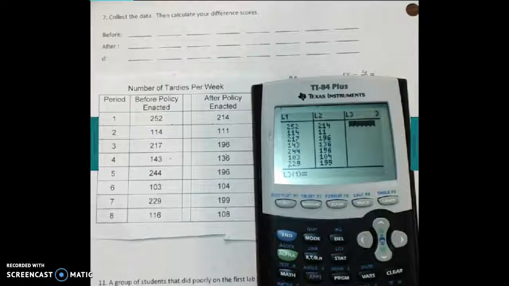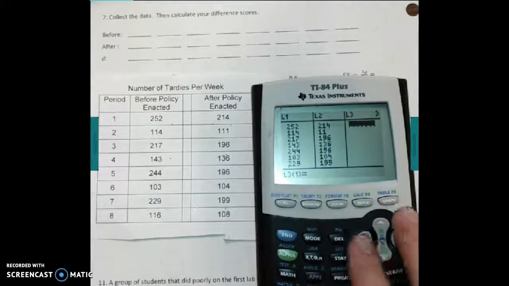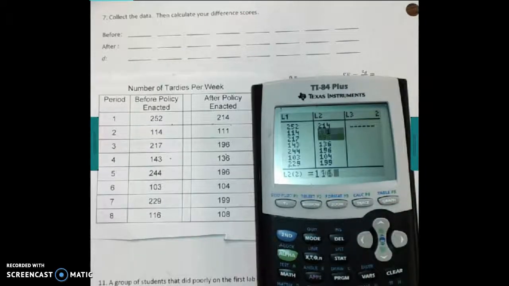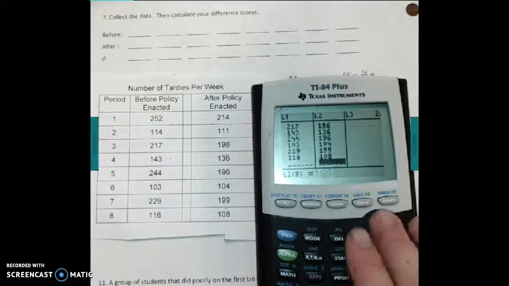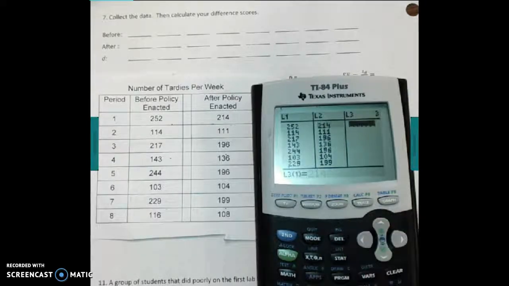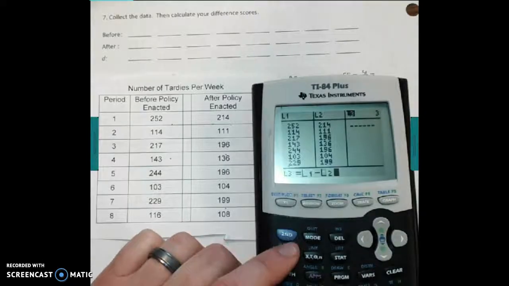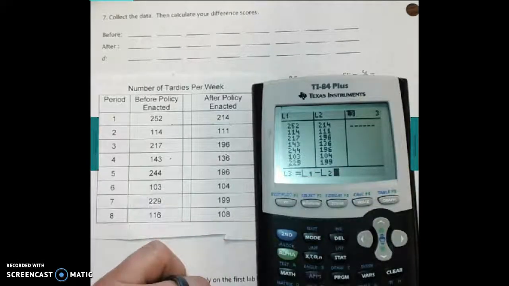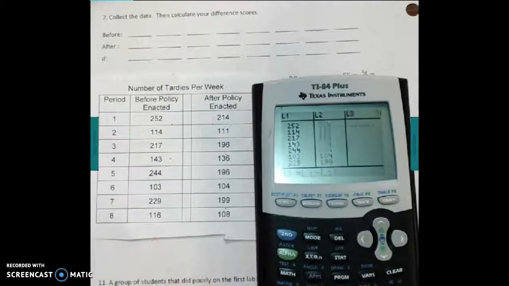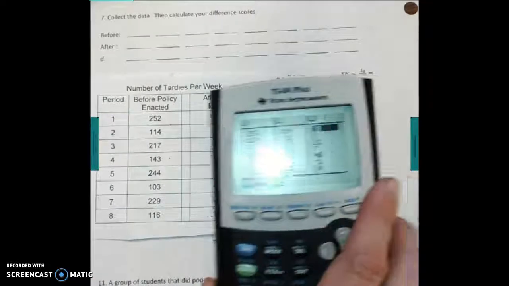Now, I don't particularly care about these numbers. What I'm really interested in is the mean difference. So I can quickly get the calculator to tell me that mean difference. If I highlight L3 and then do L1 minus L2, I got this L1 and this L2 by doing second 1 minus second 2. When I hit enter here, it's just going to do all the subtraction for me.